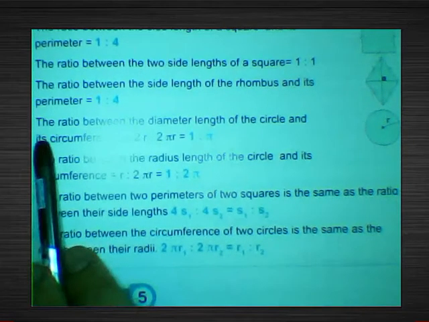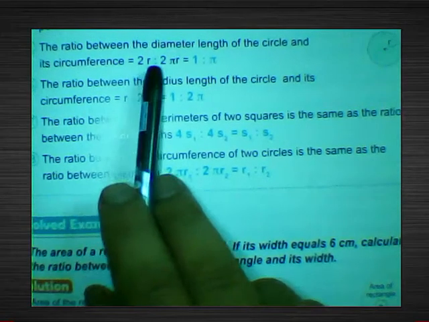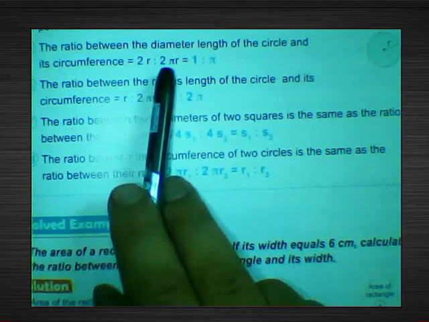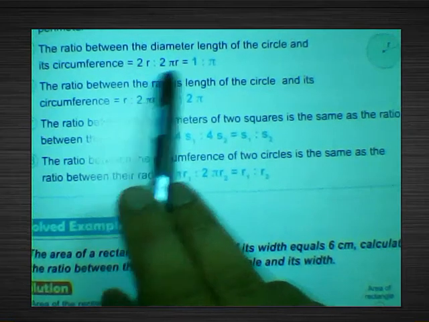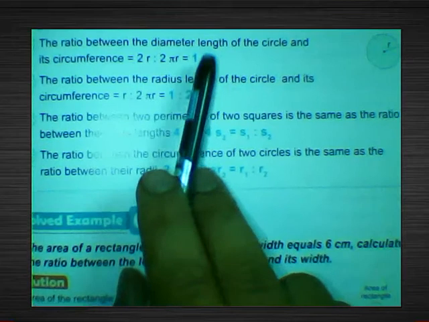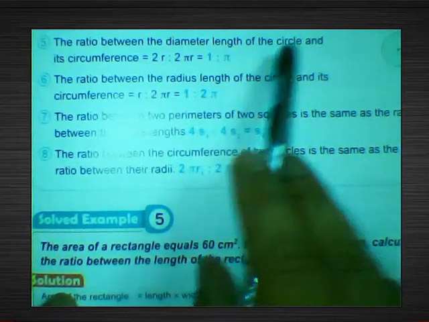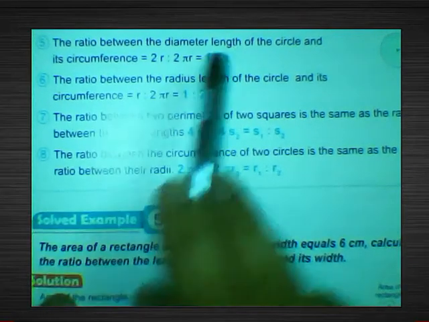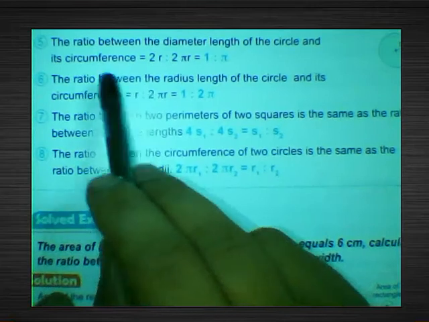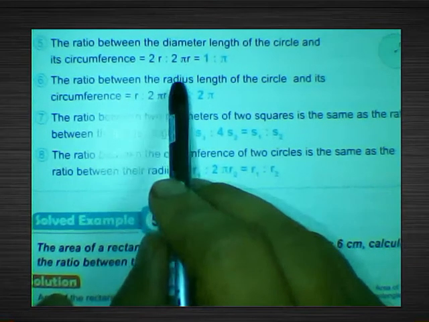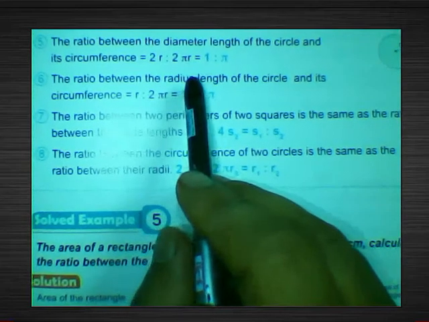Number 5, the ratio between the diameter length of the circle and the circumference equals 2r to 2 pi r. We can cancel by dividing by 2r here and 2r here, so the result will be 1 to pi. It's a very important example. Look at this example again. The ratio between the diameter length of the circle and its circumference equals 1 to pi. Why? Because the diameter equals 2r and its circumference equals 2 pi r. So we can divide the first term and second term by 2r, and the result will be 1 to pi.